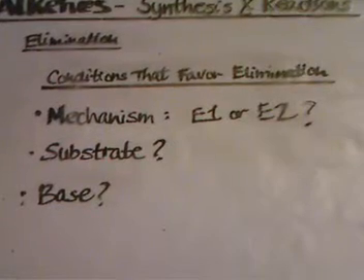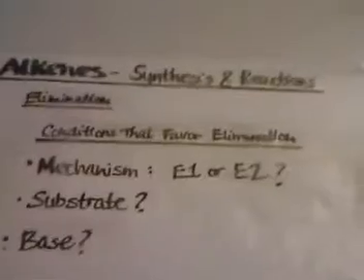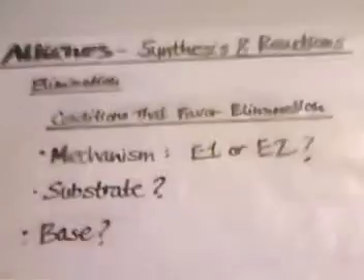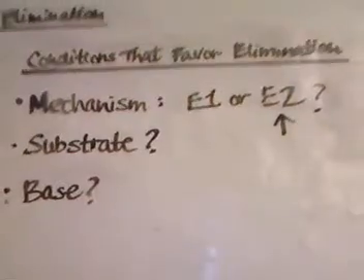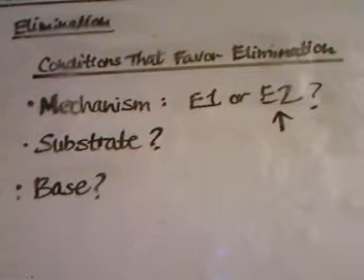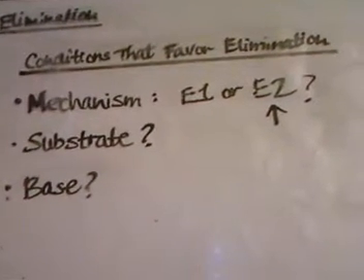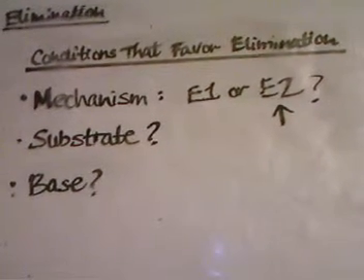So what's the mechanism that's most suited for elimination? Is it E1 or is it E2? Is there a preference? And the answer is yes, E2. Because E1 generally has more competing reactions. So E2 is better suited to make alkenes.